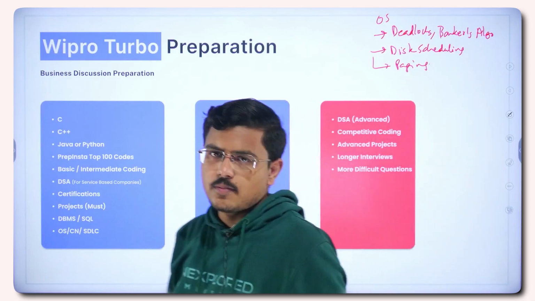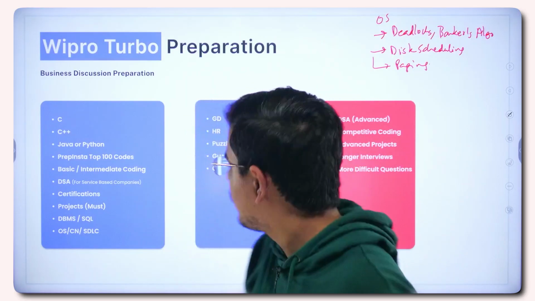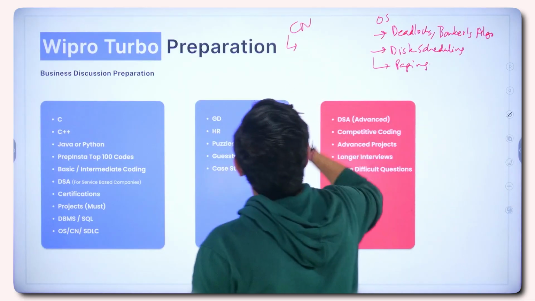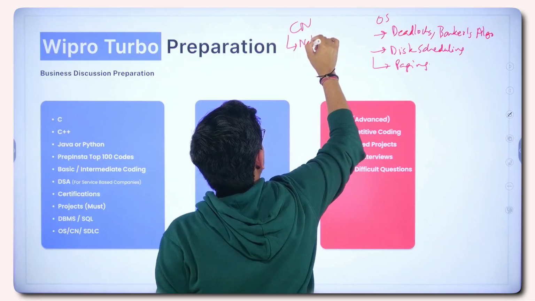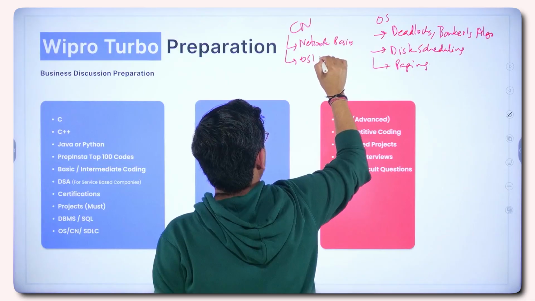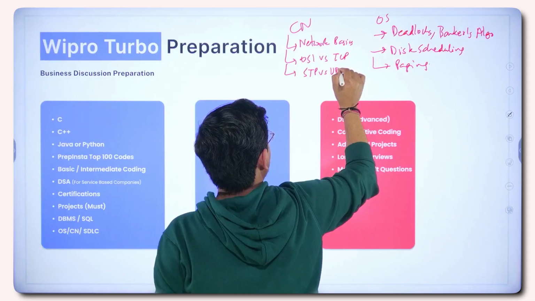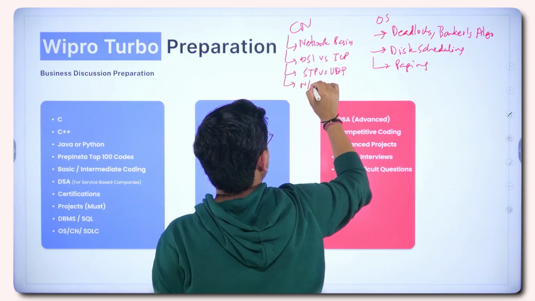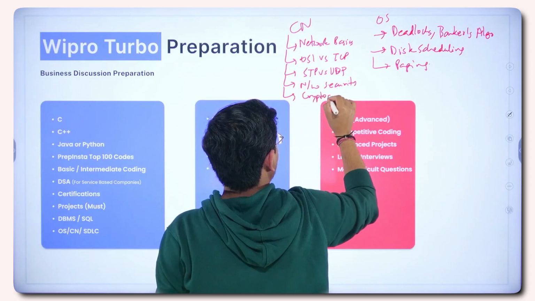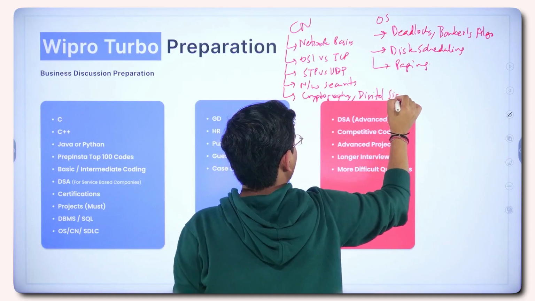Now after covering OS, what extra can you particularly study? One is CN, which is computer networks. For CN, you should study network basics first of all, then OSI versus TCP model, then TCP versus UDP differences, then network security, cryptography and digital signatures, and protocols.